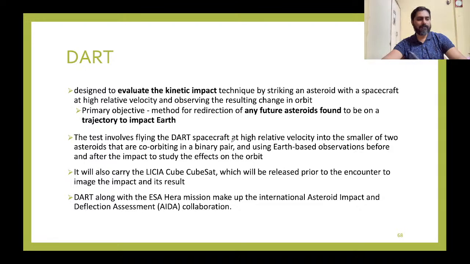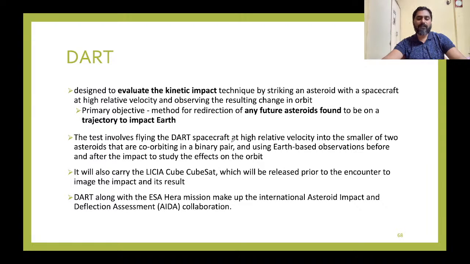Now let us look at this DART mission. With respect to asteroids, there is an existential fear also. We know that asteroids previously have hit Earth. Dinosaurs died 65 million years ago because asteroids hit Earth, and after the dinosaurs died, mammals emerged. And very recently, two decades back, some asteroids hit some parts of Russia. So asteroids keep hitting Earth, and in future it is expected that some asteroid might hit Earth again.